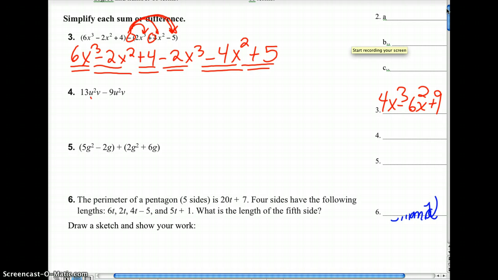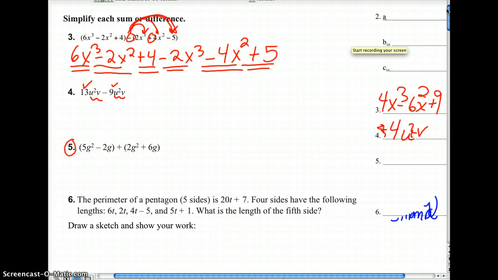For number 4, I already have like terms. These are u squared v's. So when I do 13 of them, take away 9 of them, I end up with 4 of them in the whole. So it should just be positive 4. I have 4 u squared v for my answer. Not much work to show on that one.